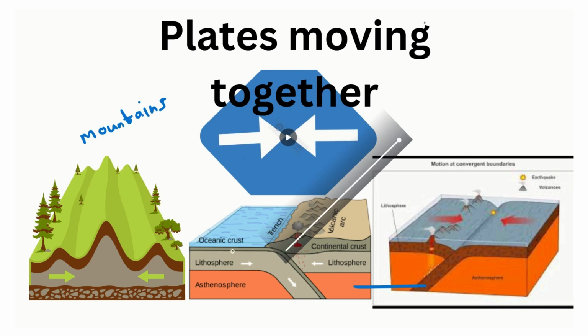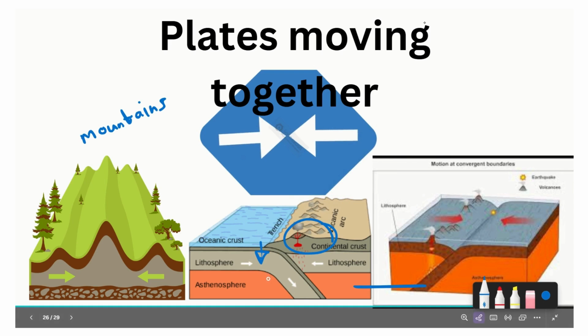If it happens where there's an ocean and a continent, you're going to find a lot of mountains on the continent, and you're going to find a trench very close by. And you will even find some volcanoes.